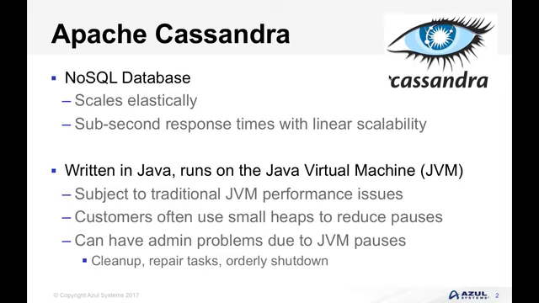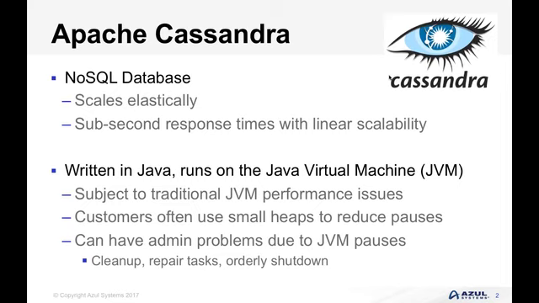One of the key things about Cassandra is that it runs on top of a Java virtual machine. So it's written in Java, it uses the Java virtual machine to execute. What that means is that even though the code for Cassandra is excellent code, it's been very well written, very well tuned, the actual Cassandra that runs is subject to the traditional JVM performance issues. And these are things which have been around right from the beginning of Java.